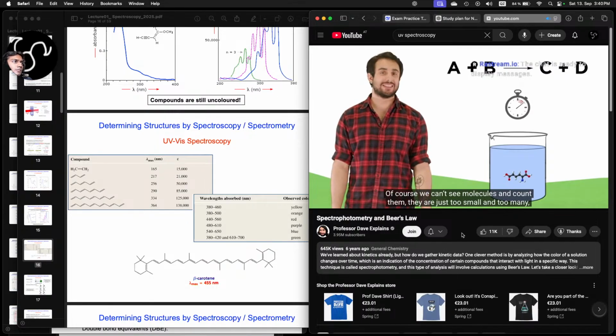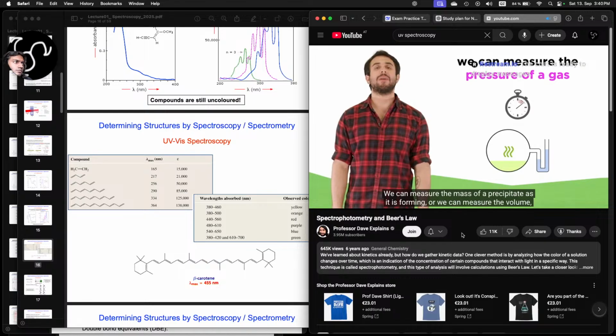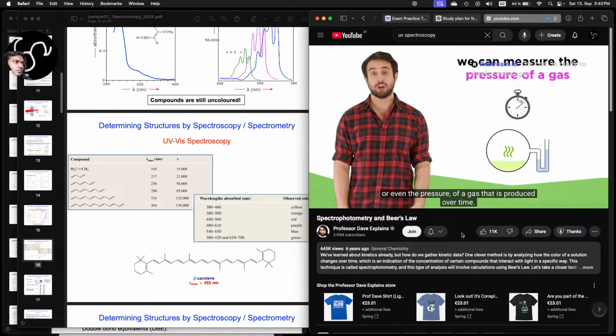Of course, we can't see molecules and count them. They are just too small and too many. So to do this, we have to be clever. We can measure the mass of a precipitate as it is forming, or we can measure the volume or even the pressure of a gas that is produced over time.